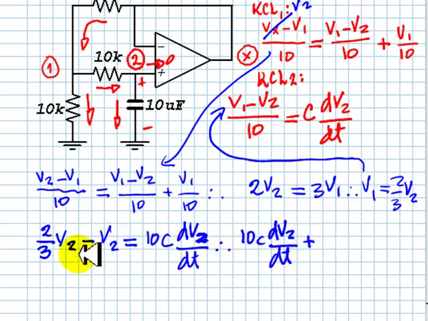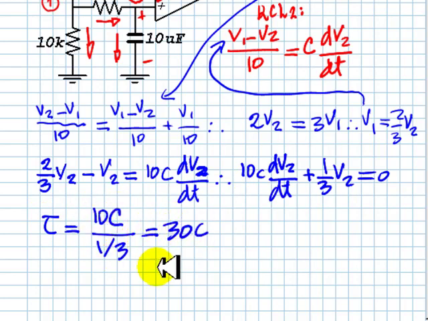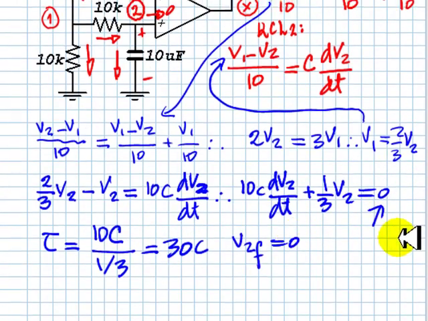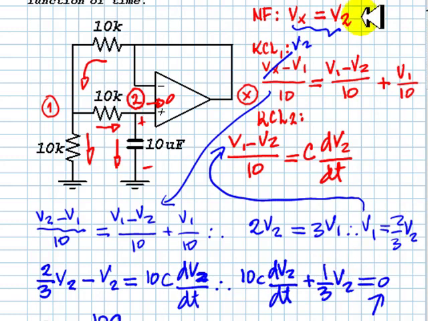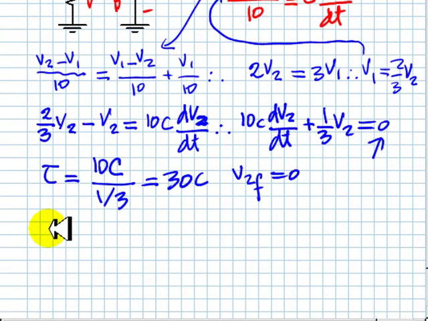plus 1/3 of V2 equals 0. This is a differential equation we know the solution for. The solution has a time constant that is 10C divided by 1/3, 30C, and has a final value of 0 and an initial value that is, according to this, the initial value of V2, which was 5 volts. So the voltage V2 starts at 5 volts, ends at 0, and proceeds with this time constant.